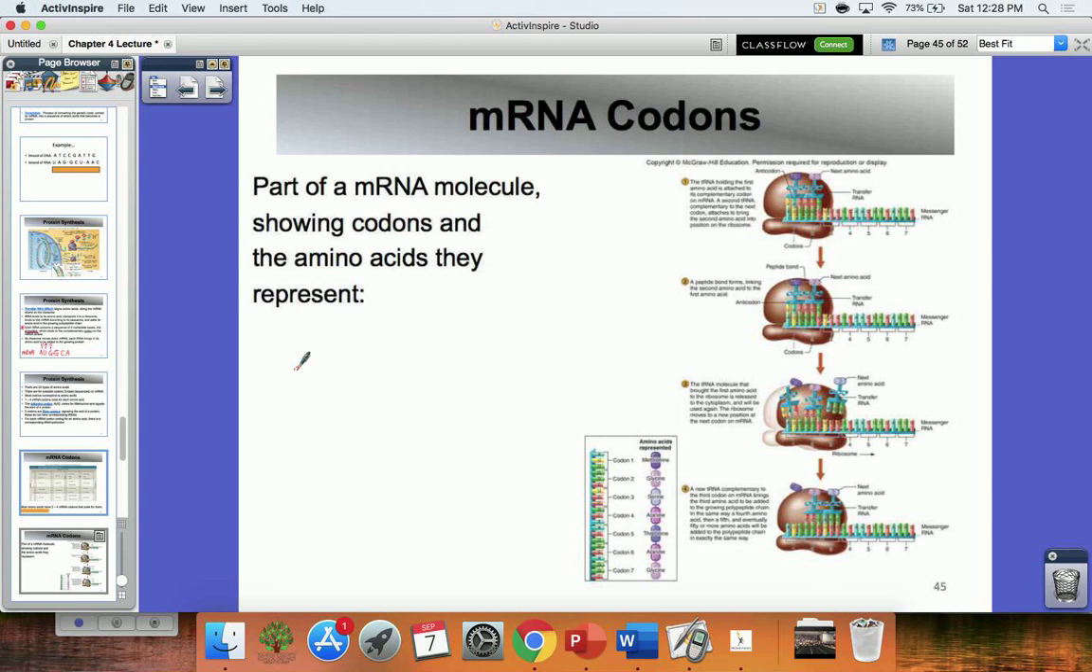And this is what I was just referring to: the mRNA molecule is going to have the codons, and the amino acid will then attach to it. And this is just showing that growing amino acid chain here.